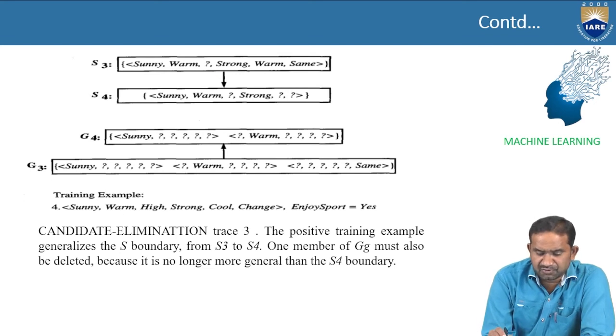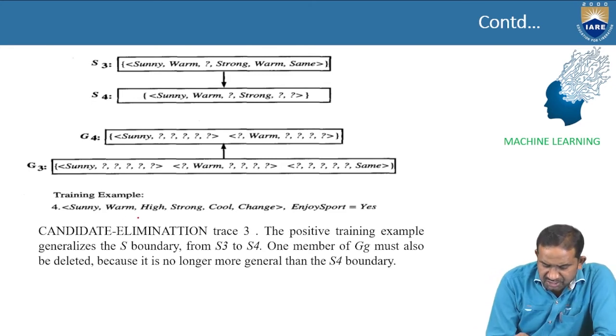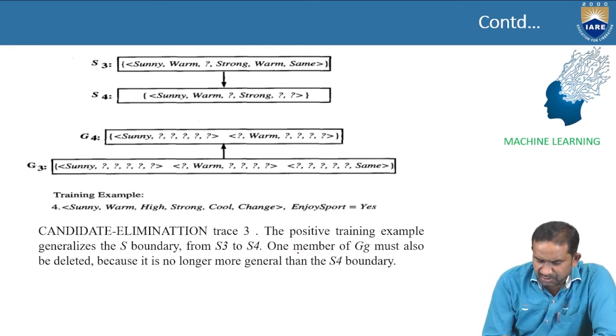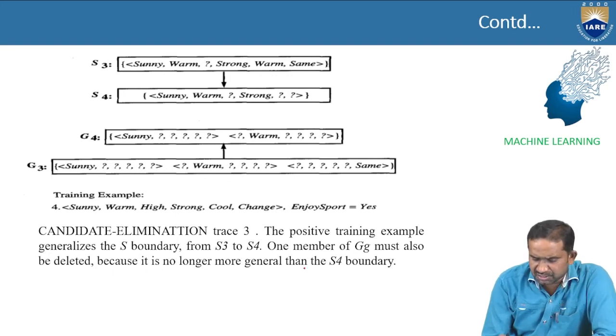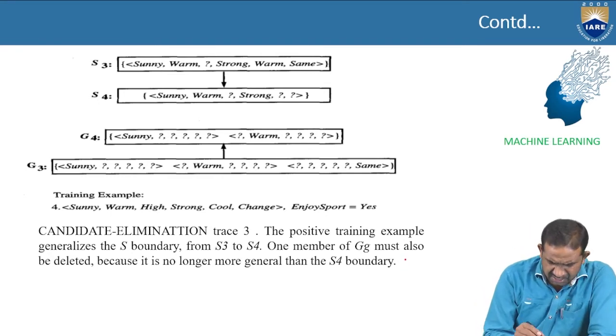Then we come to the fourth one, about strong as well as warm and warm. We can compare this fourth training example. One member of the G's must also be deleted because it is no longer more general than the S4 boundaries. Right. Means we compare S4 and S3 here.